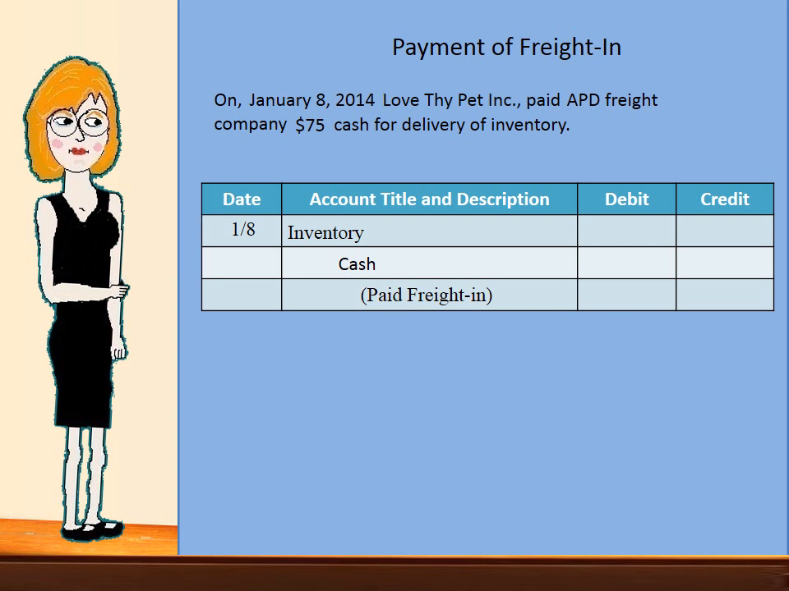The amount is $75. We will debit inventory for the cost of the freight. This increases the cost of the inventory. And we will credit cash, which decreases our cash because it is an asset account. So this is how we record the payment of freight in the merchandising enterprise.